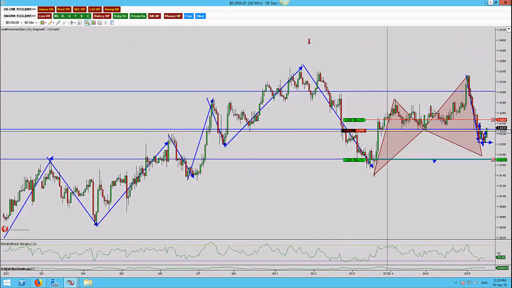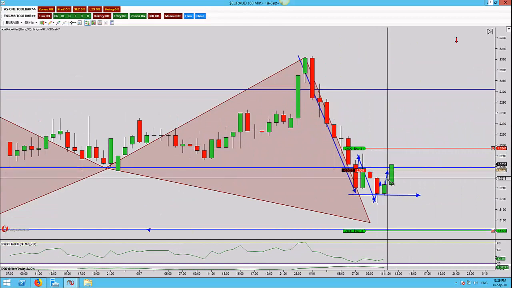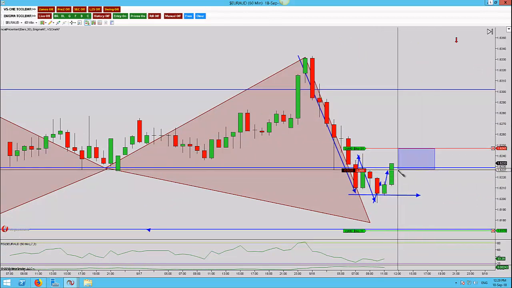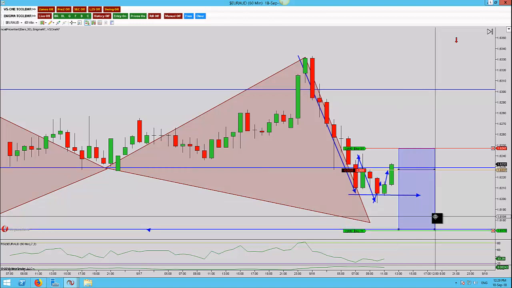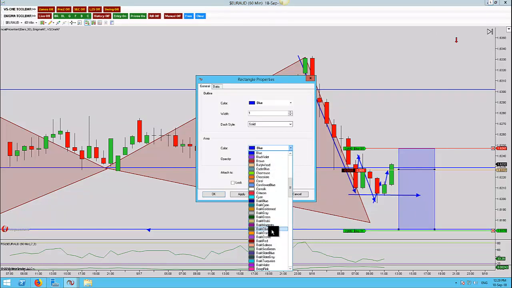And so the risk is this much, the reward is this much, and I'm going to make this green.